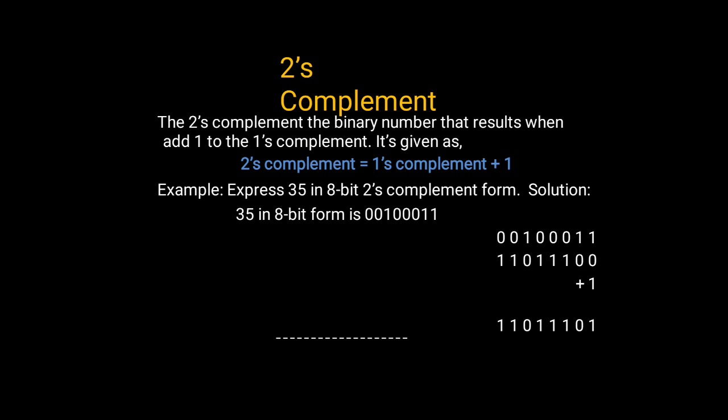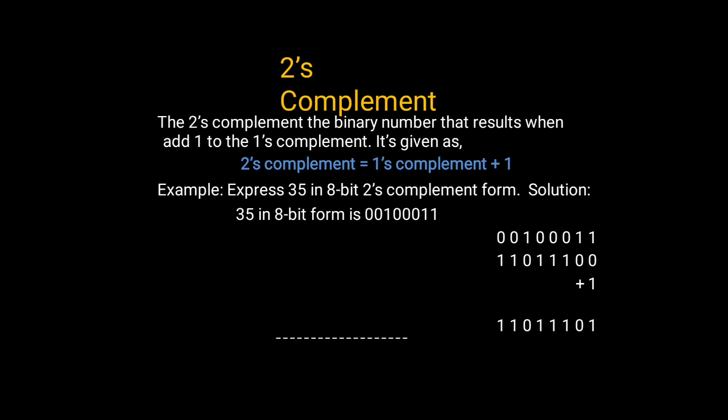Second, the twos complement method. So what exactly is the twos complement method? The twos complement is the binary number that results when we add 1 to the ones complement. So already we know how to calculate the ones complement, and we have to add 1 to that ones complement to get a twos complement number. So twos complement is equal to ones complement plus 1.